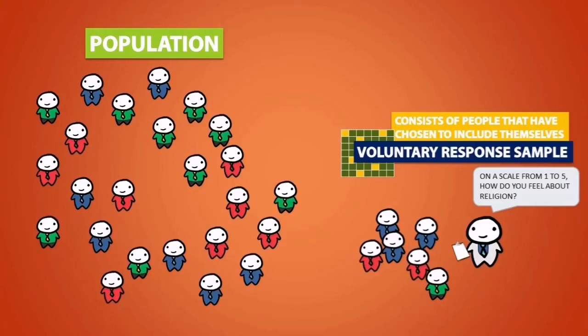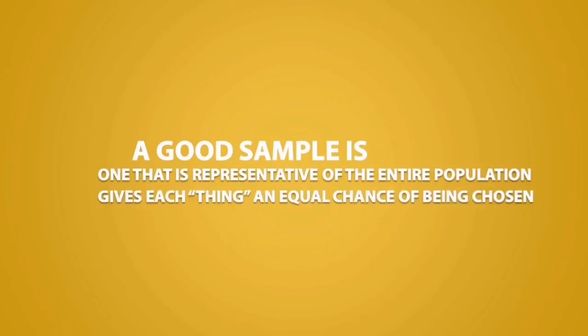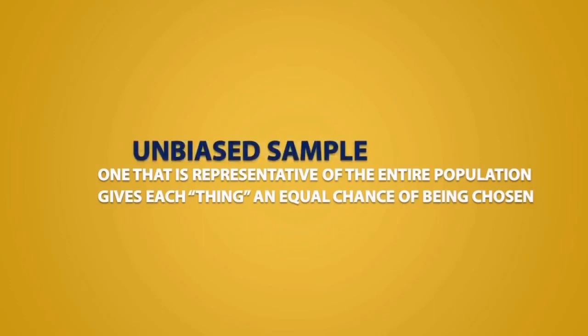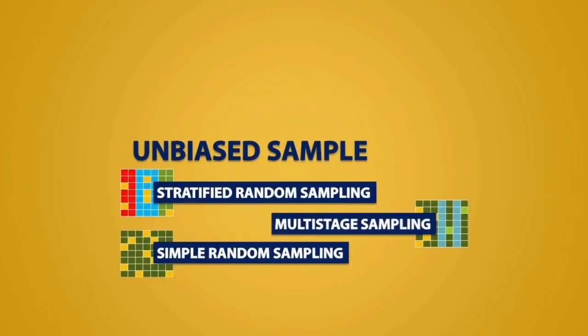Remember that a good sample is one that is representative of the entire population, and it gives each thing an equal chance of being chosen. When you have these conditions, you have what is known as an unbiased sample. We will be looking at three different types: stratified random sampling, multi-stage sampling, and simple random sampling.